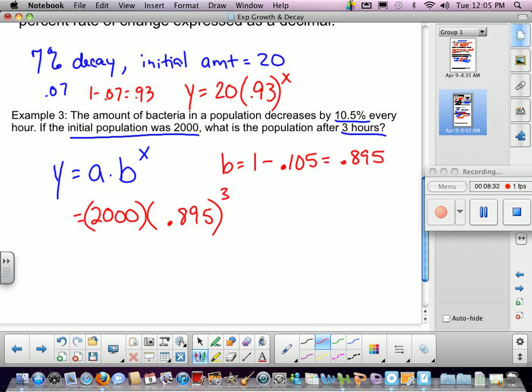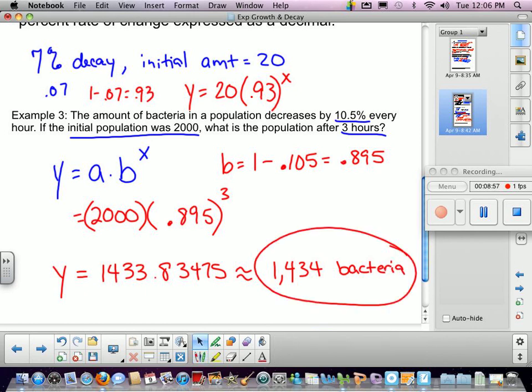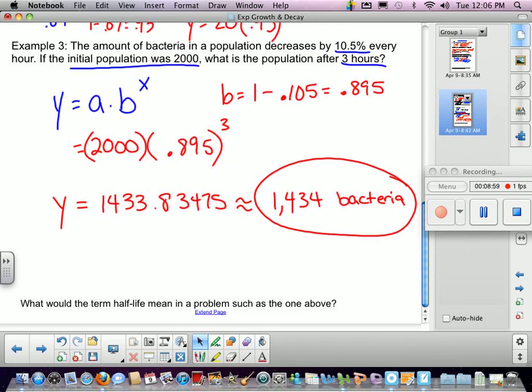And that would then give us a value of 1,433.83475, which we would then round to approximately 1,434 bacteria. Okay, so there's our answer for example 3.